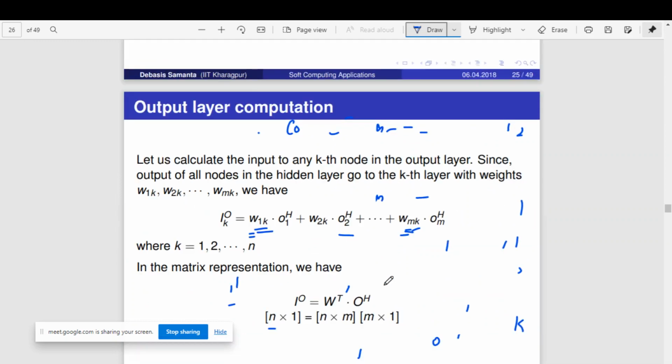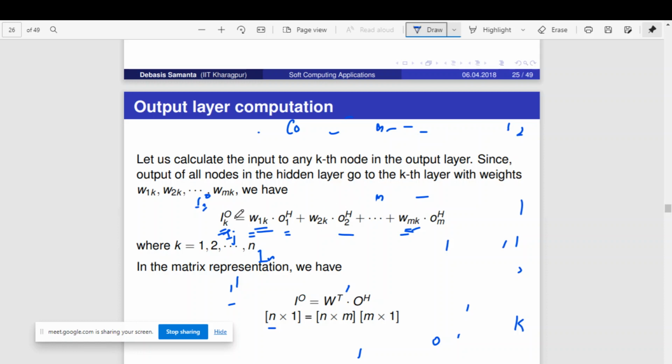Similarly, for the output layer. If you take the output layer, what is the input to the kth neuron of the output layer? It will take input from all the neurons of the hidden layer and its weights. Input from the first neuron of the hidden layer, input from the second neuron, and so on and so forth up to the mth neuron, and the respective weights w1k, w2k up to wmk. Okay, so again this is only for the kth neuron. Like that, you can calculate for the first neuron, for the jth neuron, for the nth neuron. So basically this is a big matrix.